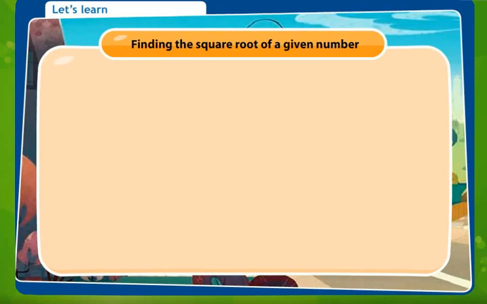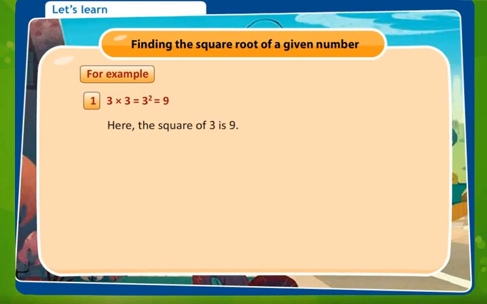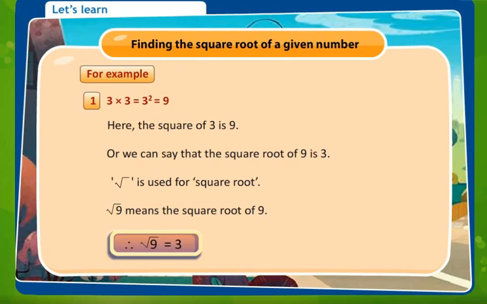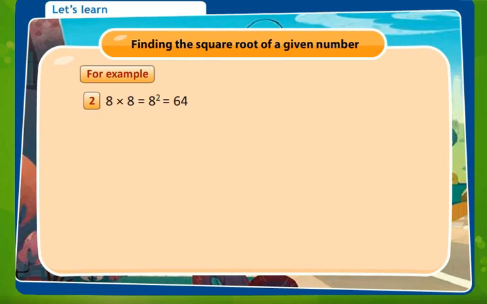As we know, a perfect square is the same number multiplied by itself. Like for example, 3 into 3 is equal to 3 square, which is equal to 9. 9 is the perfect square. Now 9 is the square and 3 is the square root of 9. That means when 3 is multiplied 2 times, we get 9. The symbol for square root you can see. So root 9 is equal to 3.